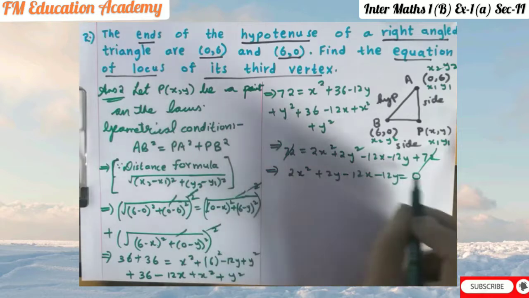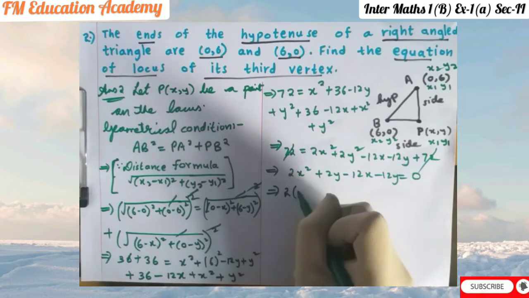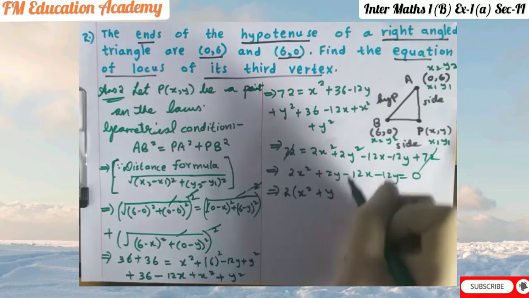Now 2 will go in all these terms. So we'll take out 2 common. 2 ones are 2, 2 ones are 2. This is y square.